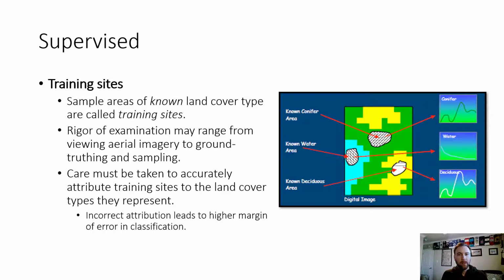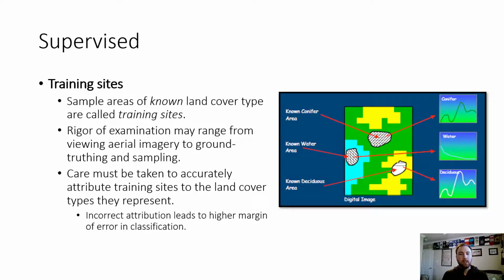So training sites, what are those? Those are sample areas of known land cover type, and we call them training sites. The rigor of examination may range from viewing aerial imagery to ground truthing and sampling. So you could just have an aerial image without any firsthand knowledge of the area, but you can clearly recognize this is grass, this is urban landscape, this is water, and then you still tell the supervised classification algorithm that this is tree, grass, and water.